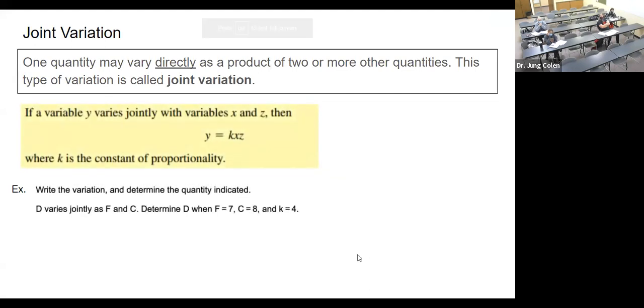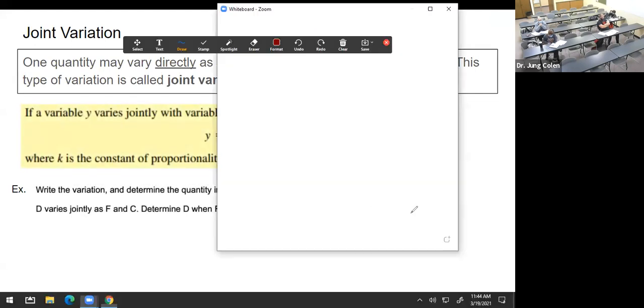Okay, so how can we find this? We have D. D is varying, since this is independent. D varies jointly as F and C. So for F and C, you need to multiply them together. However, there is a constant. This is what you need to figure out, right? To find the correct relationship there.